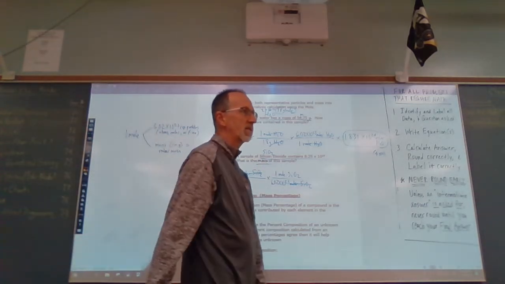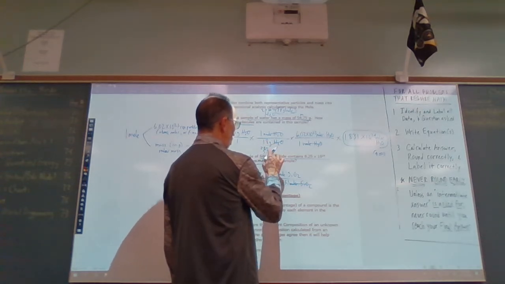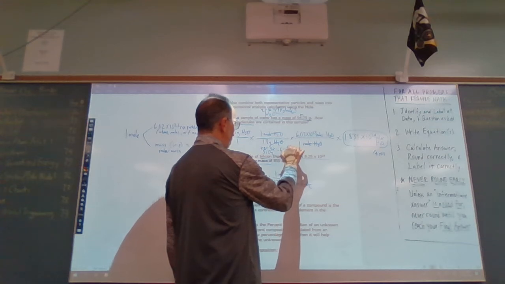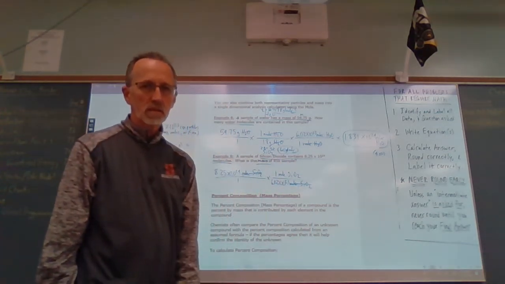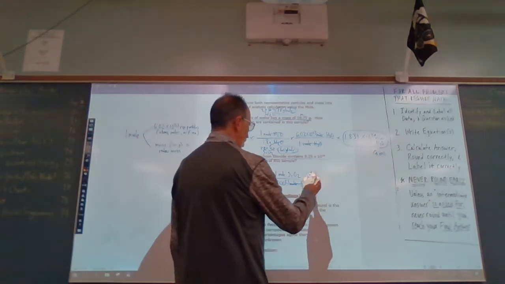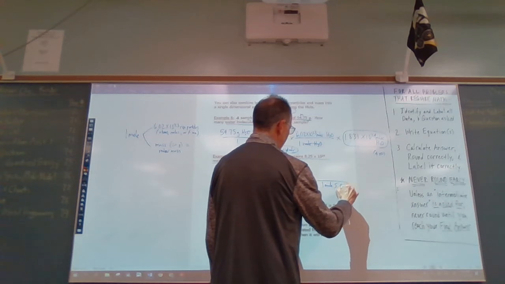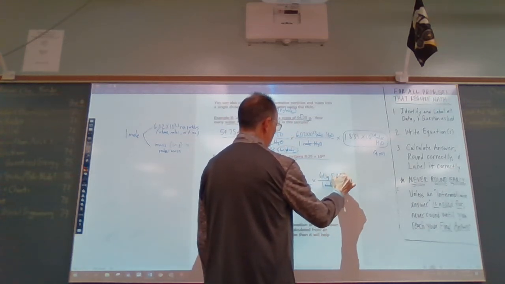So silicon, what is silicon? 28. 2 O's would be 16 times 2, 32. 60 grams per mole for SiO2. Make sure you show that. I need to see it. Now the 1 mole goes down here, so the moles cancel, and the 60 grams of SiO2 go up top.